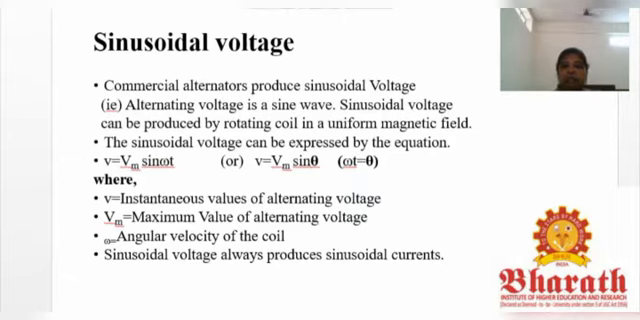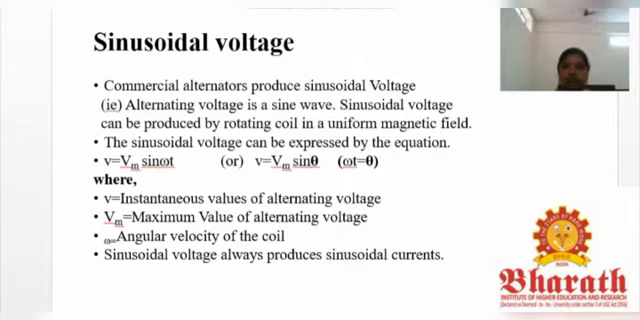Next, capital V with suffix m. The m represents the maximum value, so Vm is the maximum value of an alternating voltage, multiplied by sin of ωt. Omega is the angular velocity of the coil. The angular velocity is nothing but the speed of rotation of the coil. In between the two magnets we keep a conducting coil, and that coil rotates at one particular speed. That speed of rotation of the coil is the angular velocity omega.